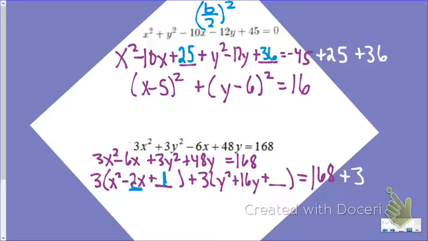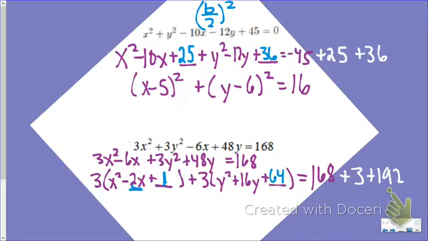Then let's look at my y terms. 16 divided by 2 is 8. 8 squared is 64. So I'm actually going to be adding 64 times 3 to the right side, which gives me 192, which means I have 363 over there.